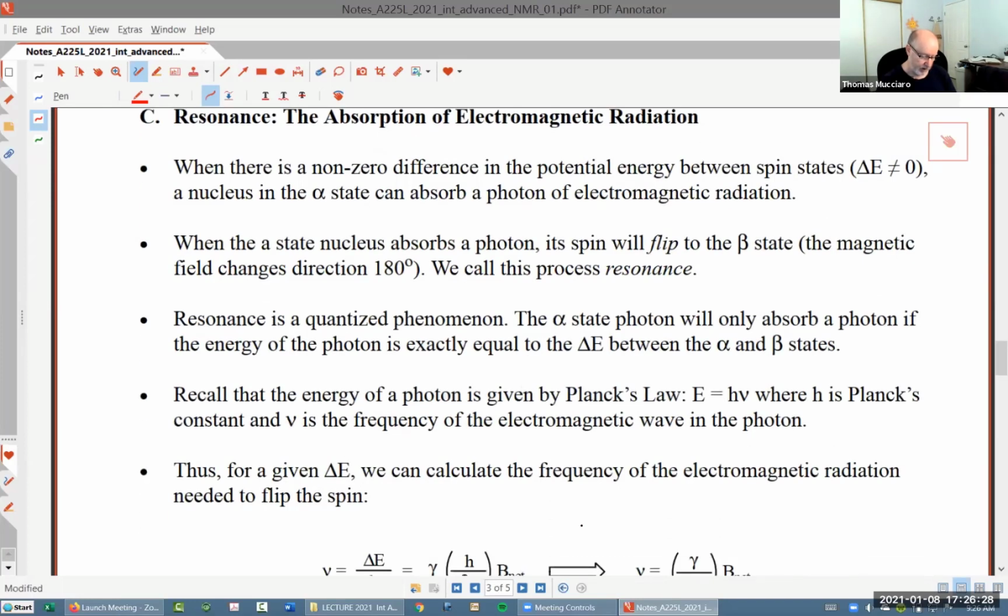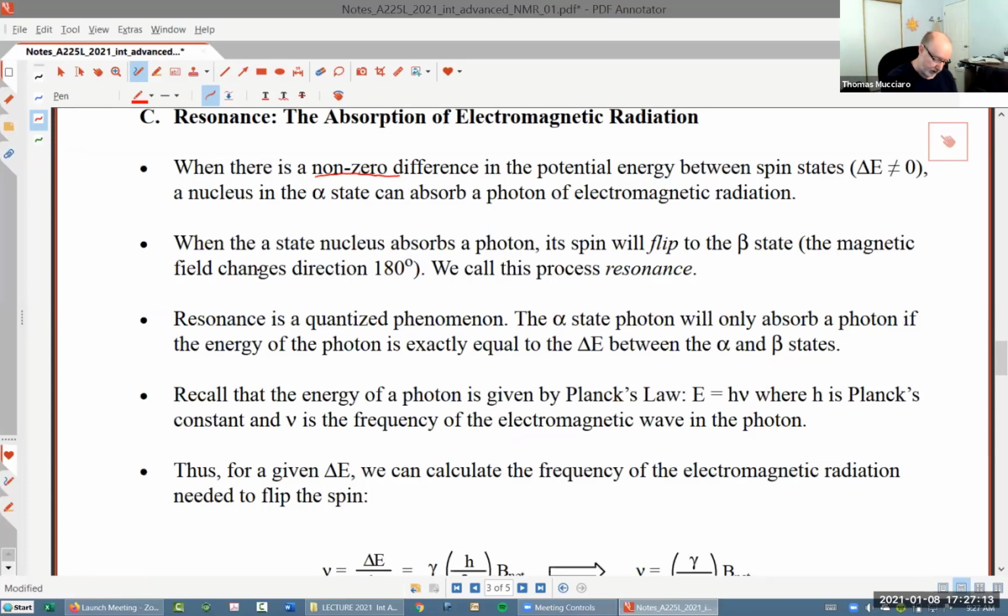So when you have a non-zero difference in your potential energy, that delta E is not zero, right? Delta E is zero when there's no net magnetic field, which basically means we haven't put an external magnetic field on. When it's not zero, the lower potential energy nucleus could absorb energy and flip. And when it does that, it effectively moves up to a higher potential energy until it flips back and comes back down.